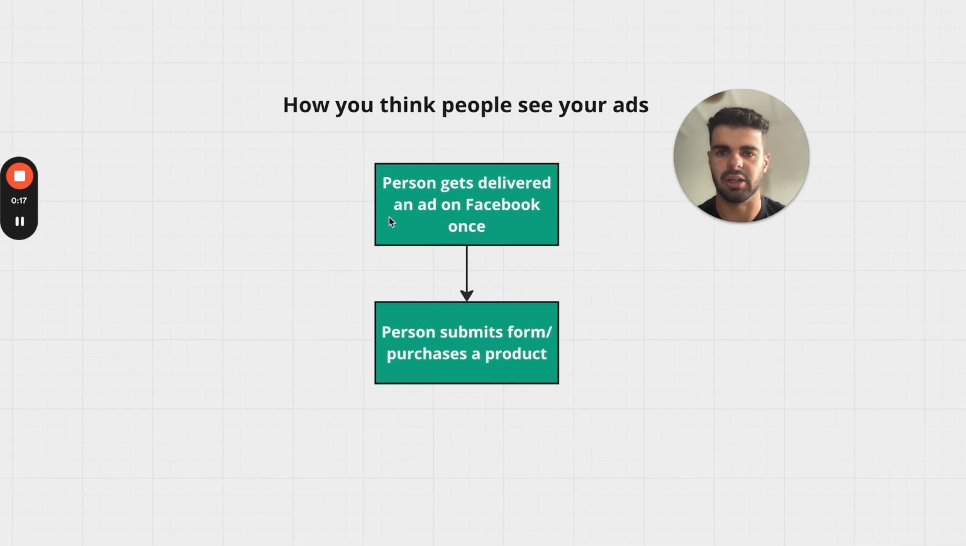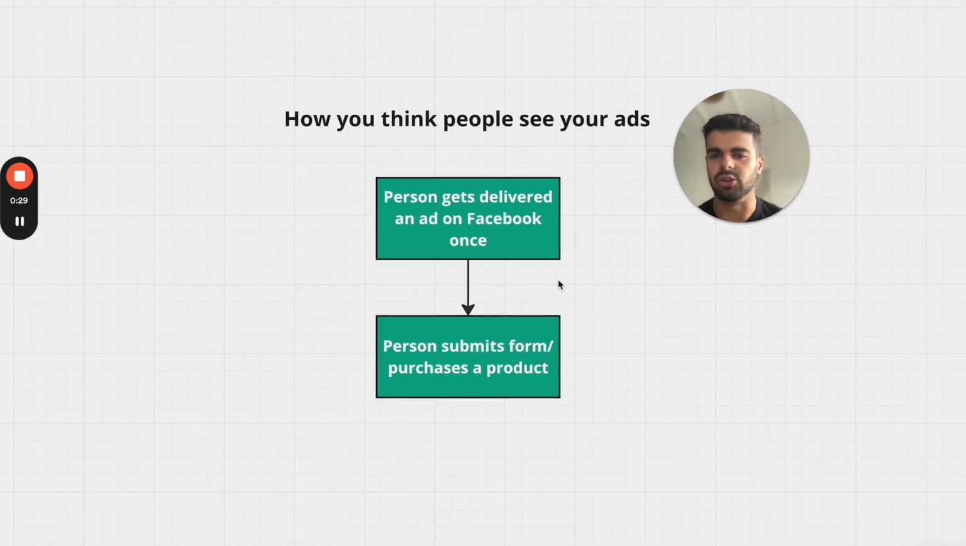This video is going to be about this exact thing. A lot of people think that when they're running ads, this is exactly what's happening. You run an ad, the ad comes up on someone's feed, and the person submits a form and purchases a product. I know a lot of you are going to think, oh no, you can have the ad come up multiple times and then they might submit on the third time that they see it or whatever.